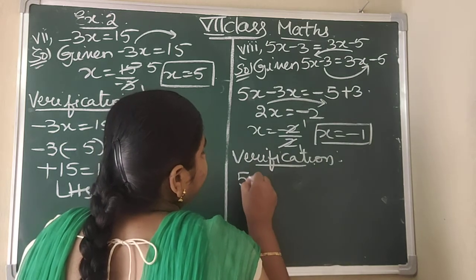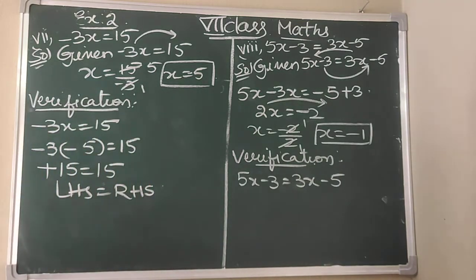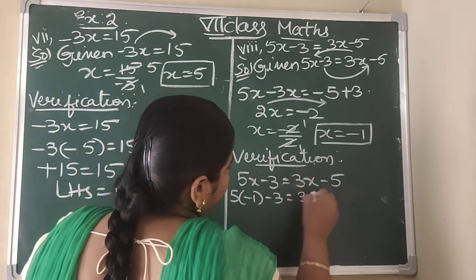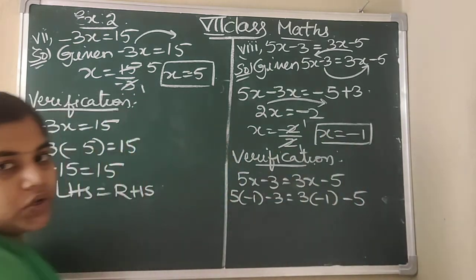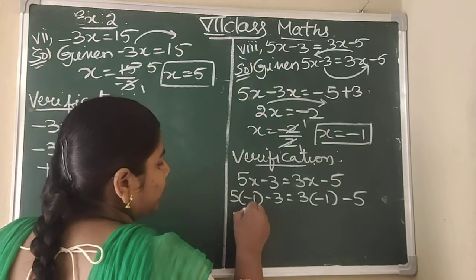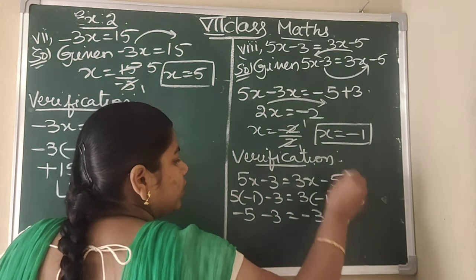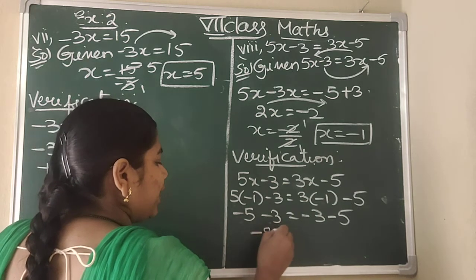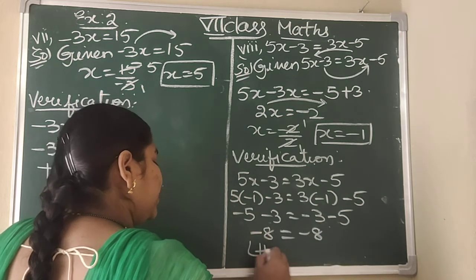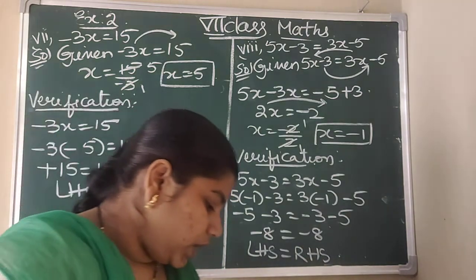5x minus 3 is equal to 3x minus 5. In place of x we have to substitute minus 1. So 5 into minus 1 minus 3 is equal to 3 into minus 1 minus 5. In place of x I have substituted minus 1. Now we can solve. 5 into minus 1 will be minus 5, minus 3. 3 into minus 1 will be minus 3, minus 5. So minus 5 minus 3 will be equal to minus 8. Here also minus 3 minus 5 will be equal to minus 8. So we got the LHS value equal to the RHS value. So this is our eighth question.